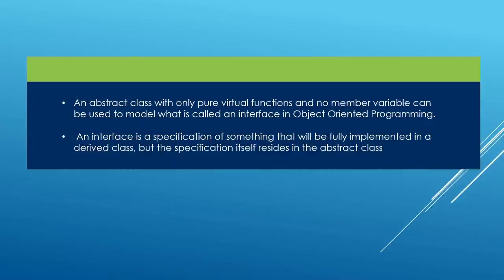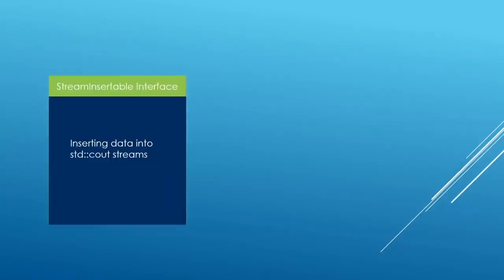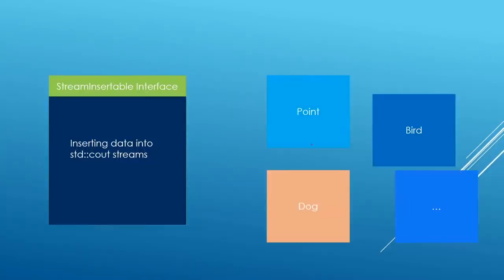Down here, you see that an interface can be thought of as a specification of something that will be fully implemented in a derived class, but the specification itself is going to reside in the abstract class. Another way to think about an interface is to treat it as a thing you can attach to your types to give them superpowers. For example, this streamInsertable interface has a single job, and that's to allow our types to insert data into output streams like std::cout. This is the only thing this interface is going to add to our types.